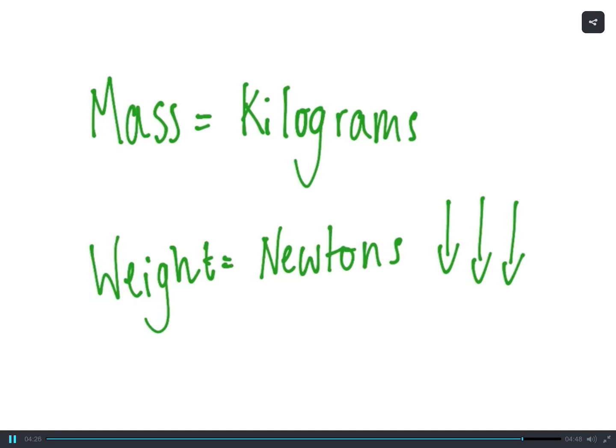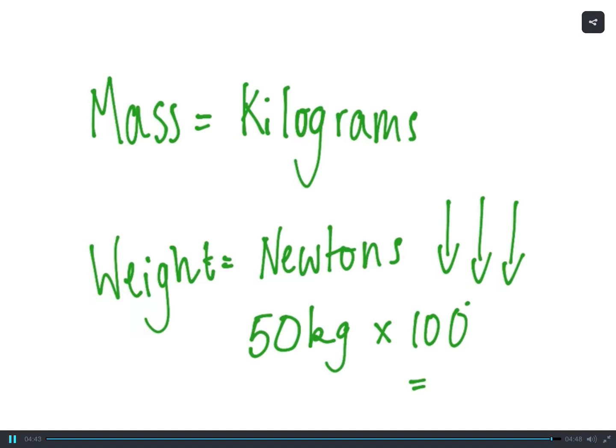Now, I have a fair guess to say that most of us will stay on Earth. So to figure out your newtons, remember, you can do your weight. So say you weigh 50 kilograms times 100 equal how much you weigh. So your mass times 100 will equal how much you weigh.